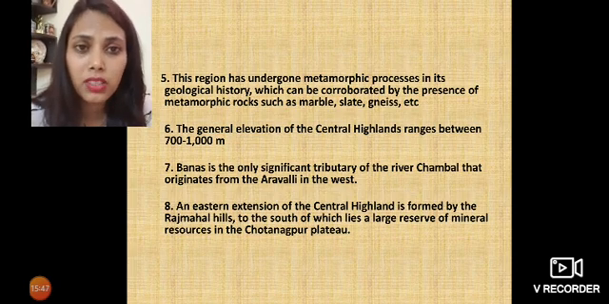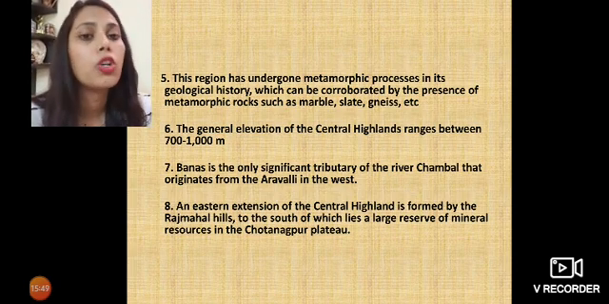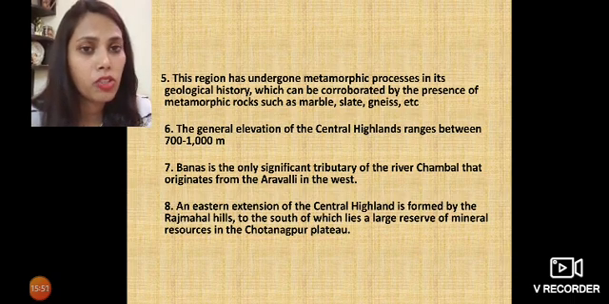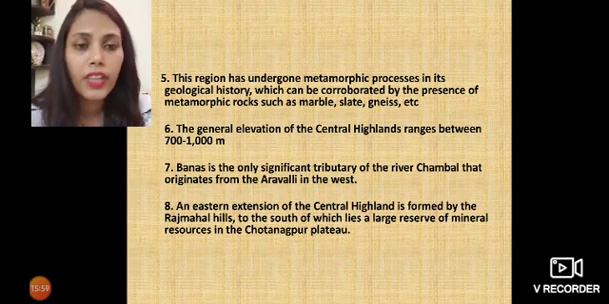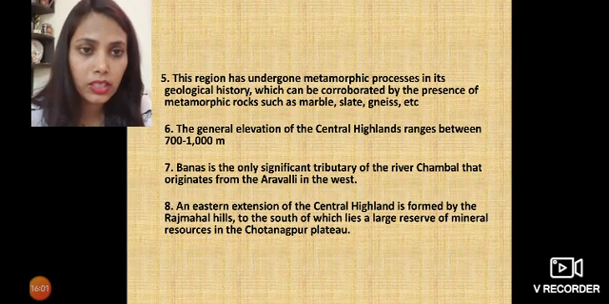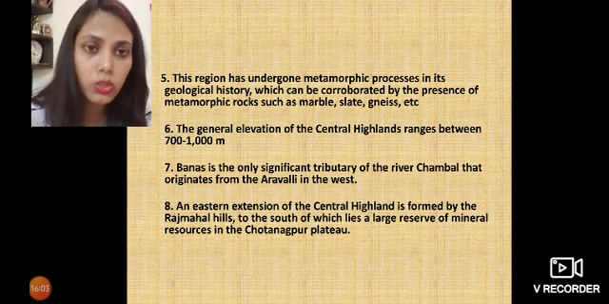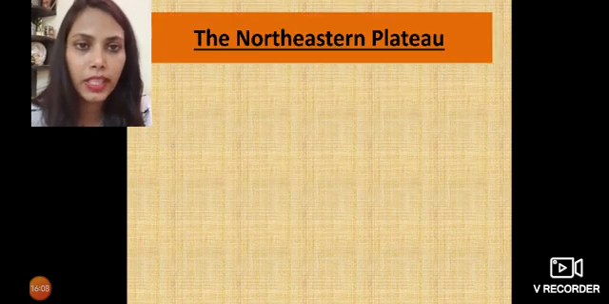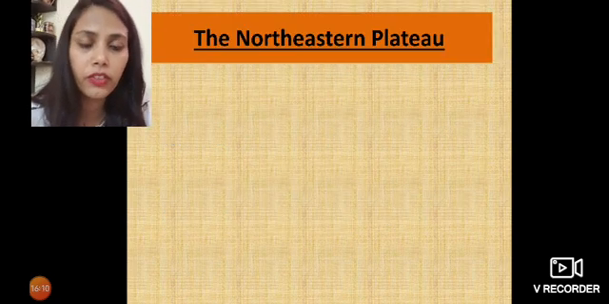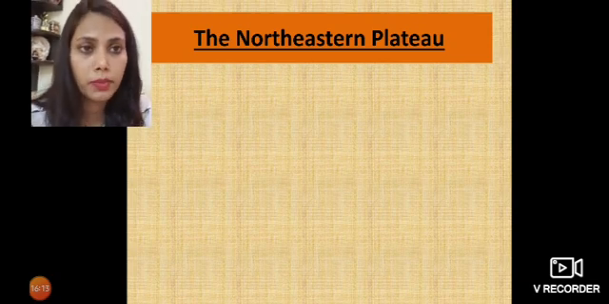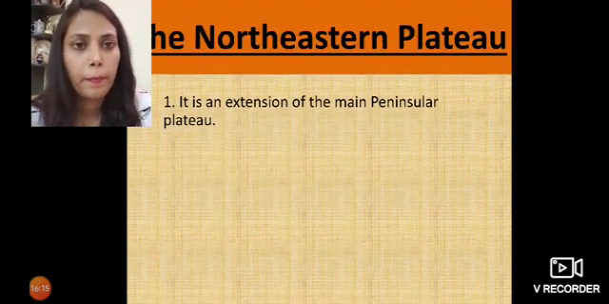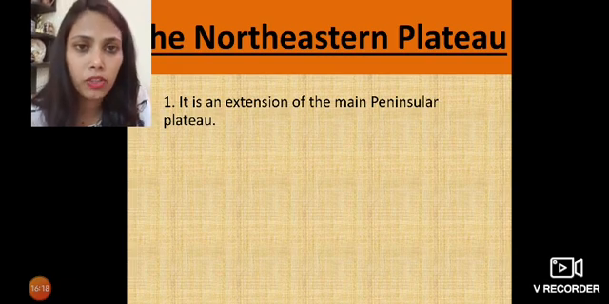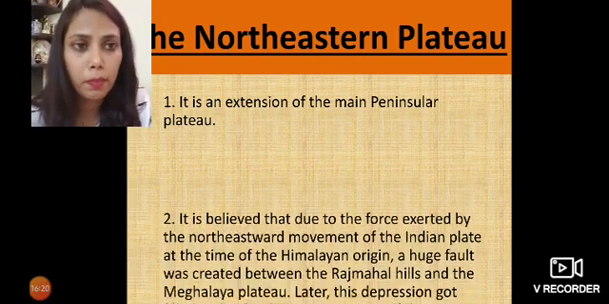Rocks are of three types: sedimentary, igneous and metamorphic. So in this part of the Peninsula Plateau, the Central Highlands, we have the metamorphic rocks, that is marble, slate. These are found here. The range is 700 to 1000 meters. Banas is the river flowing through the Central Highlands. Then Rajmahal Hills also part of Central Highlands. The next division of Peninsula Plateau is the Northeastern Plateau. It's an extension of the main Peninsula Plateau. Extension or the division, of course, it's a part of Peninsula Plateau.